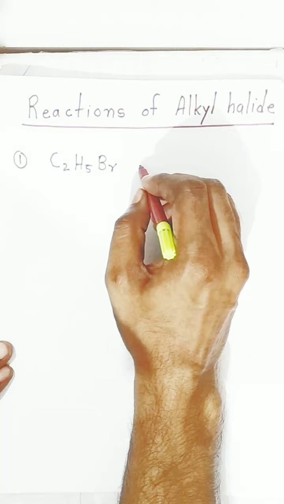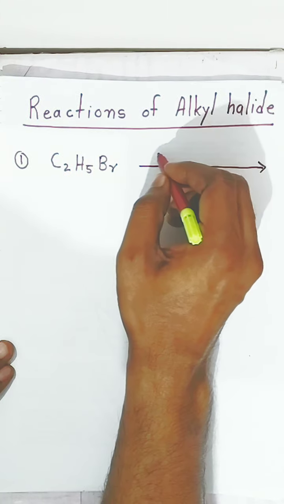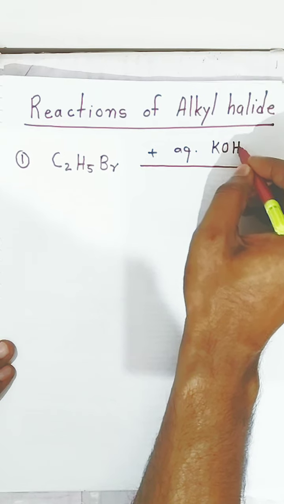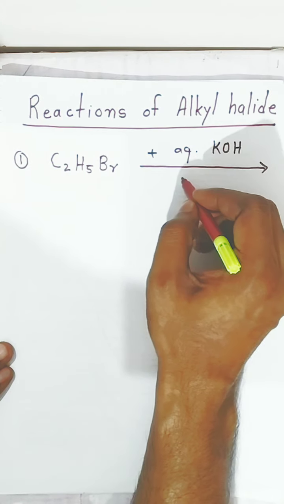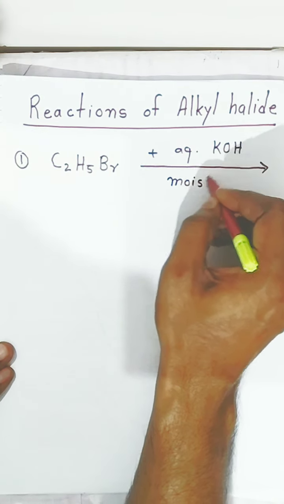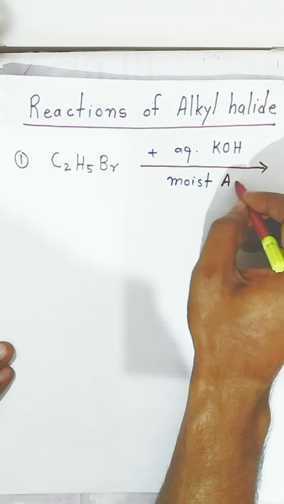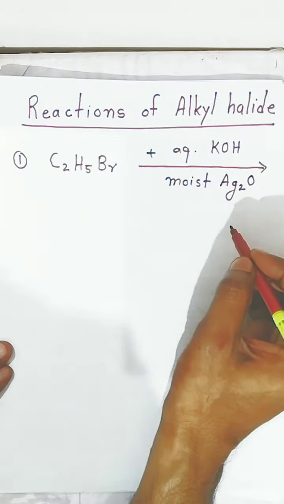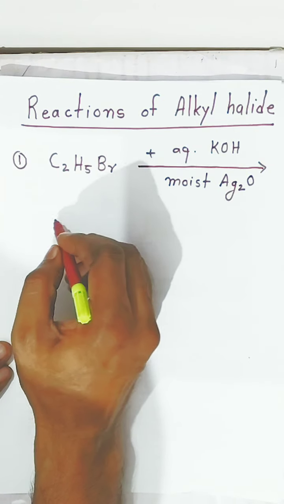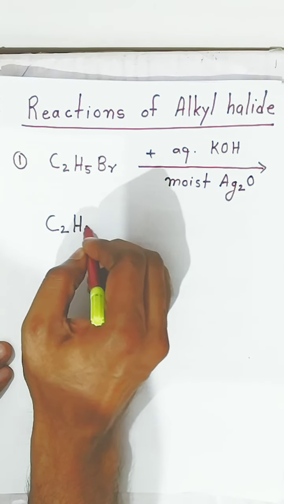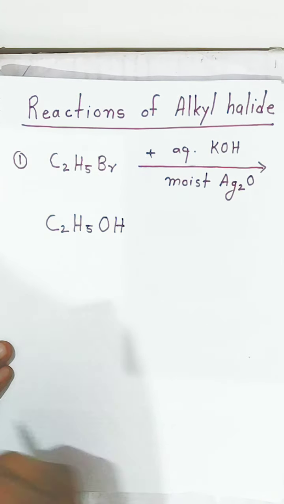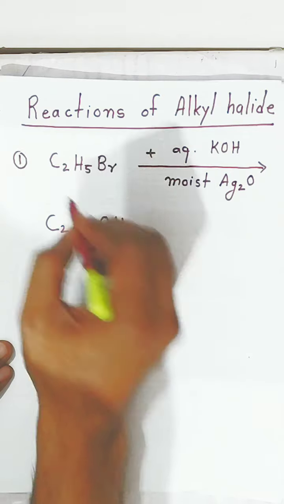Now what happens students, when you add aqueous KOH, KOH dissolved in water, we call it aqueous KOH. If you don't have it, moist silver hydroxide can also be used. If you add these two reagents to ethyl bromide, the bromine will go and it is converted into alcohol. So from ethyl bromide we can get ethyl alcohol. This is the first reaction students, we have got ethyl alcohol.